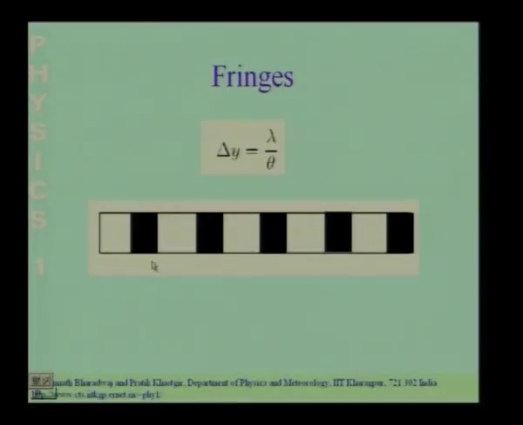You are going to get straight line fringes, and the spacing between 2 bright fringes, delta y, is equal to lambda by theta. Similarly, the spacing between 2 dark fringes is also delta y equal to lambda by theta, and the resultant pattern is a pattern of bright, dark, and so forth, which is going to extend all through the screen.